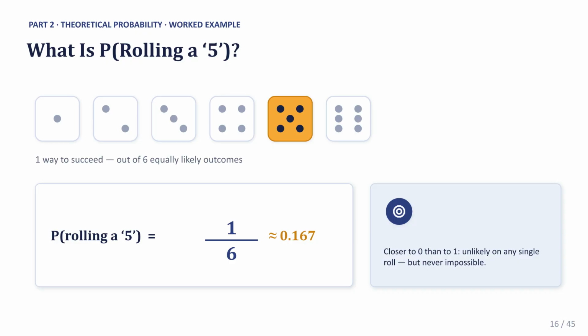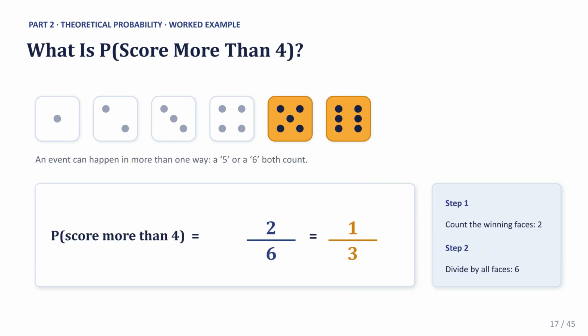Closer to 0, so a 5 is unlikely on any single roll, but never impossible. Now the probability of scoring more than 4? Here, an event can happen in more than one way. Both a 5 and a 6 count as winning outcomes. With 2 winning faces out of 6 total, the probability is 2 out of 6, which simplifies to 1/3. The recipe remains. Count the winners, then divide by the total.